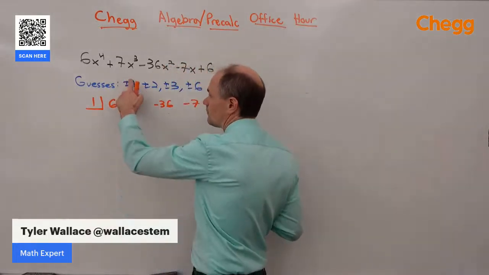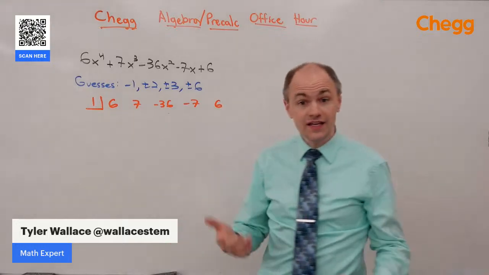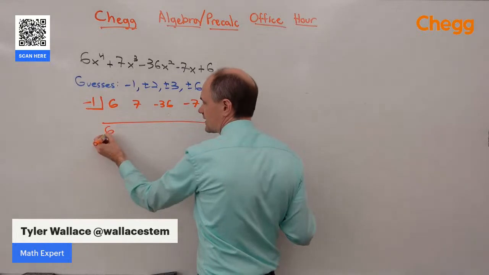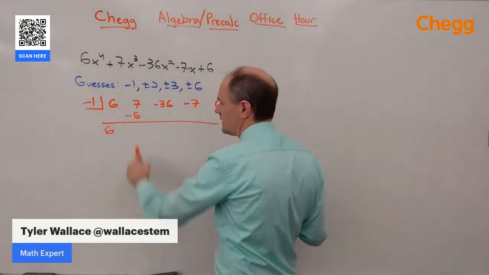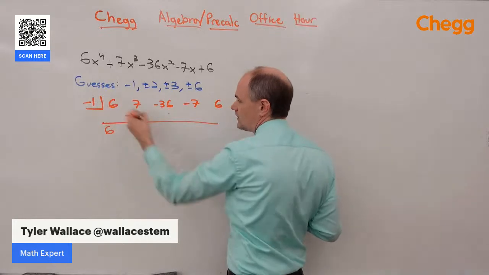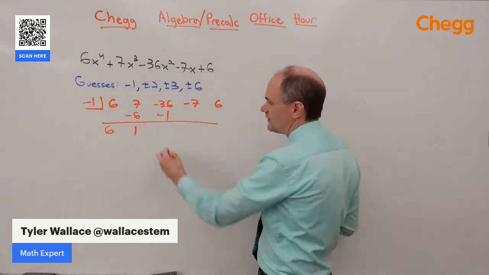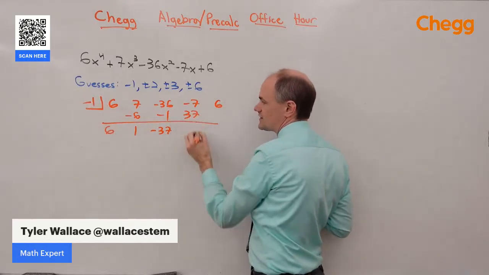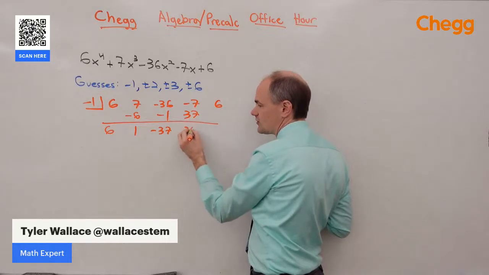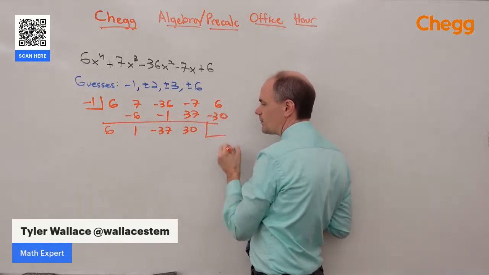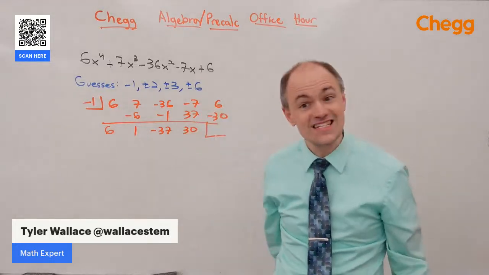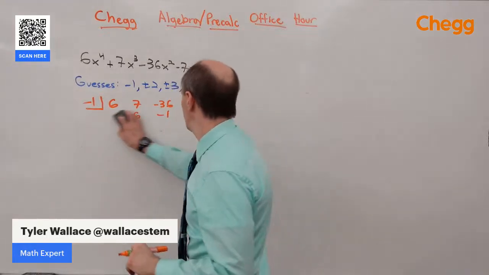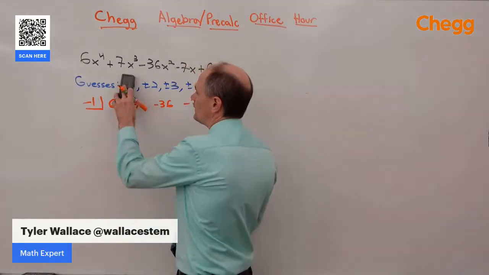Positive 1 doesn't work, so let's take positive 1 off of our list. Negative 1 is another option, so let's try negative 1. Bring down the 6. 6 times negative 1 is negative 6. Negative 6 and 7 is 1. 1 times negative 1 is negative 1. Negative 36 and 1 is negative 37. Negative 37 and negative 1 is 37. Plus negative 7 is 30. Times negative 1 is negative 30. And in the bottom corner again, did not get 0. That's okay. Regroup. Negative 1 doesn't work either.